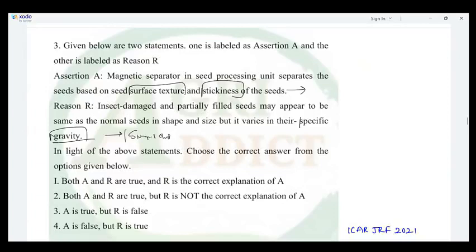Yes, both statements are right, but they are not interlinked. There is no connection between these two different statements. That is why option 2 is the right answer. I hope this is clear.